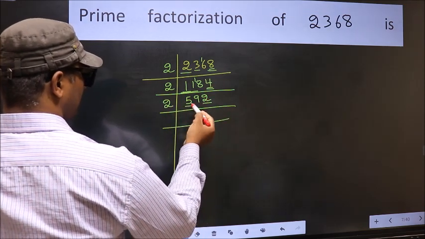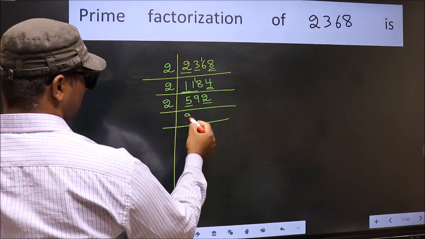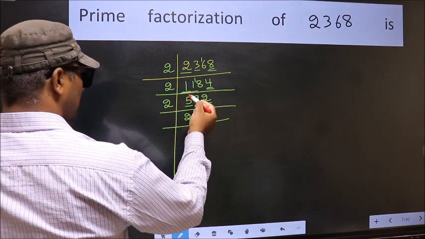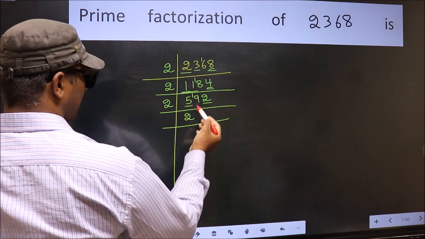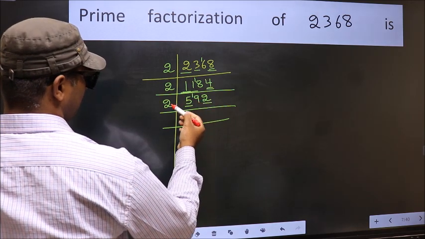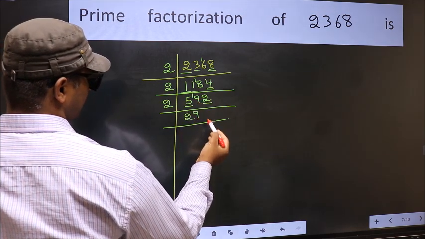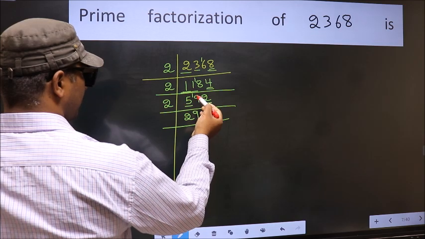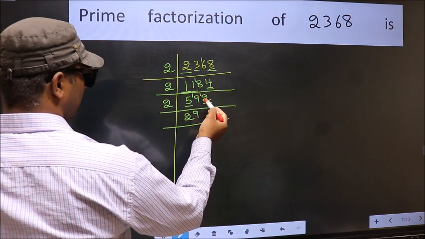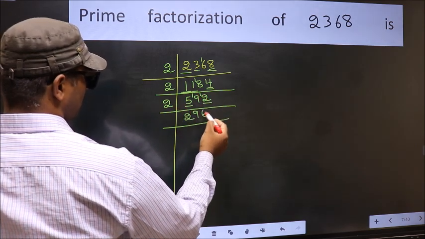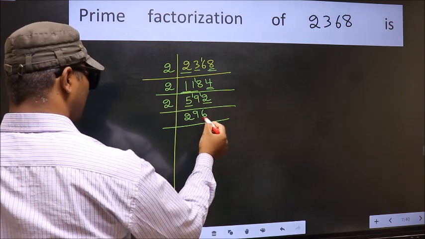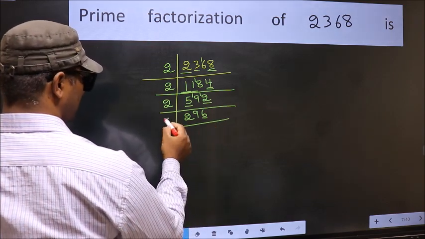First number 5, a number close to 5 in the 2 table is 2 2s 4. 5 minus 4, 1, 1 carried forward, 19. A number close to 19 in the 2 table is 2 9s 18. 19 minus 18, 1, 1 carried forward, 12. When do we get 12 in the 2 table? 2 6s 12. The last digit 6 is even, so take 2.